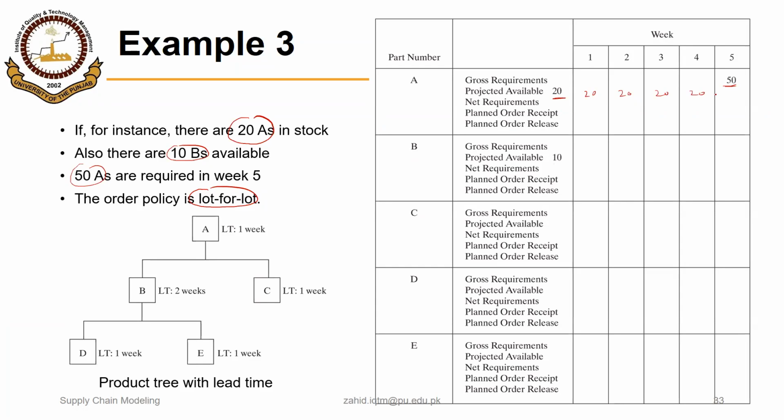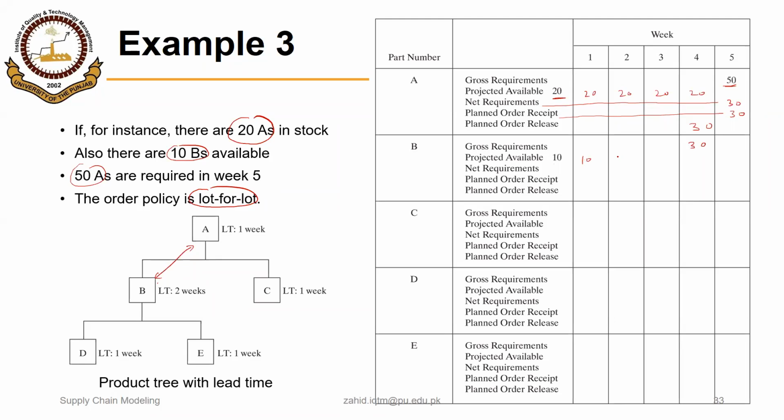So this inventory of 20 will be carried up till week 4. In week 5, we have net requirements of 30. So planned order receipt is 30. Lead time is 1 week, so planned order release will be equal to 30. B is the component of A, as you can see from here. So this planned order release of 30 will become the gross requirements for B.